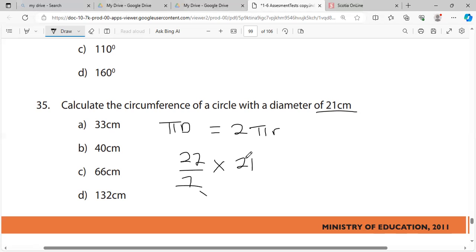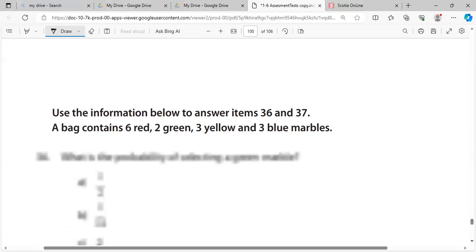So we're using the pi d, and this of course is the 1. 7 goes into 21 3 times, and 3 times 22 gives us 66. And of course, it's just the circumference, the total distance around, so it's not squared. Let's move on to 36.